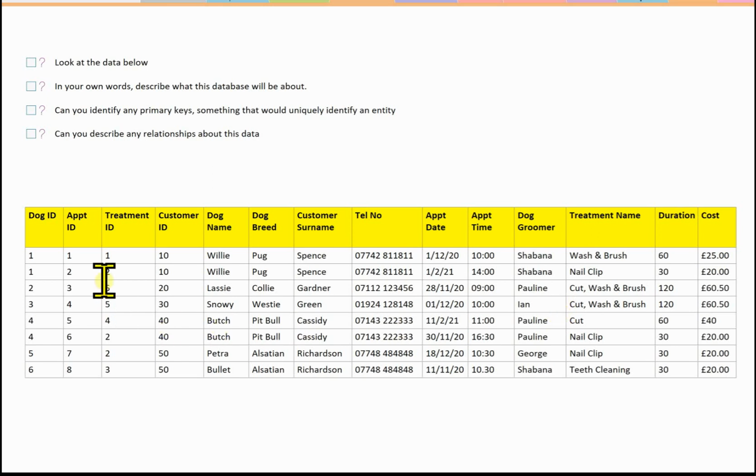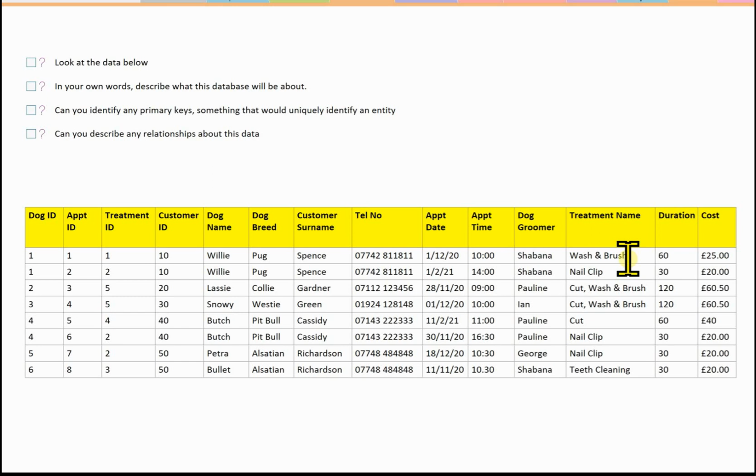Now let's have a look at treatment ID. Treatment 1 is wash and brush. Have we got any other treatment ones? No. Treatment 2 is nail clip. Have we got any other 2s? Yeah, 2 nail clip, 2 nail clip. So the treatment ID identifies the treatment name. So for each treatment ID, we've got a different treatment name.